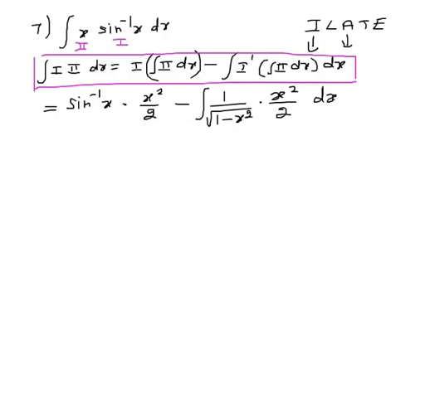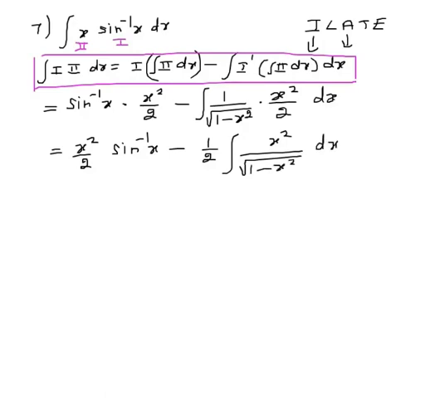We can use substitution method here, or we may add 1 and subtract 1. So the first term is x square by 2 sine inverse of x. Half is a constant, take it out. We have x square divided by root of 1 minus x square dx. Since we have minus x square in the denominator, let us write minus x square here. So this becomes plus. Now add 1 and subtract 1.